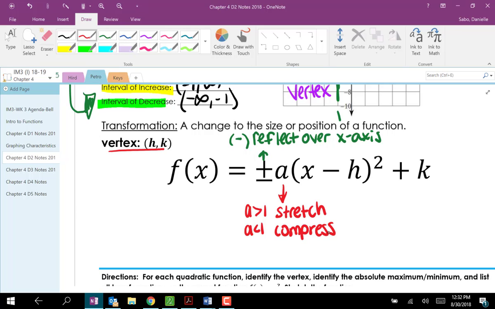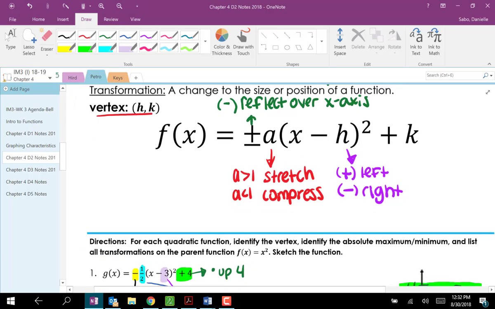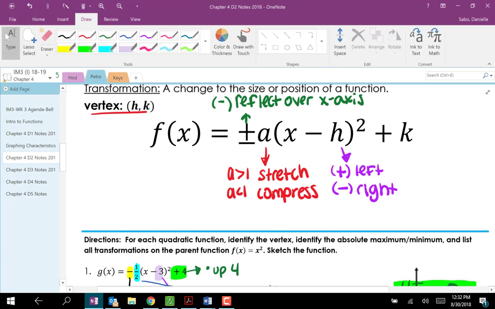Okay. Now, in this function, the h value, if it's positive, you're going to move left. If it's negative, you're going to move right. So whenever you have parentheses, you move left or right. Now, if there were no parentheses at all, like 2x squared plus 1, you wouldn't be moving left or right. And then the last guy, this k value, if it's positive, you're going to move up. If it's negative, you're going to move down.